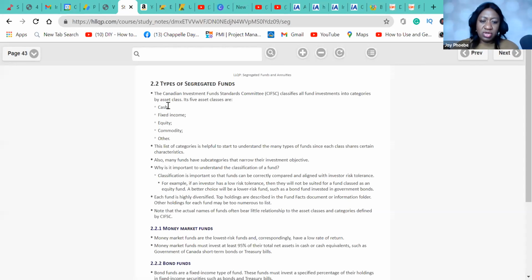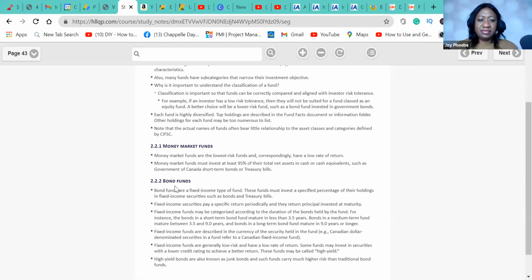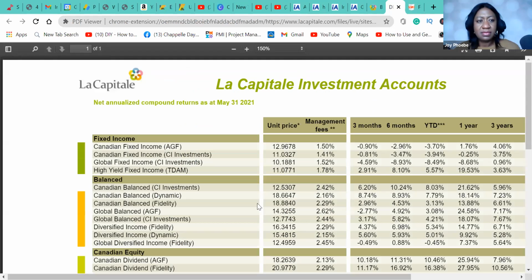Money market funds. Remember, we are talking about cash now. Money market funds are the lowest risk kind of funds. Money market funds must invest at least 95% of their total net assets in cash. Remember the first funds I showed you guys? It's LLQP that has very few funds. Let me see if I can still see that.